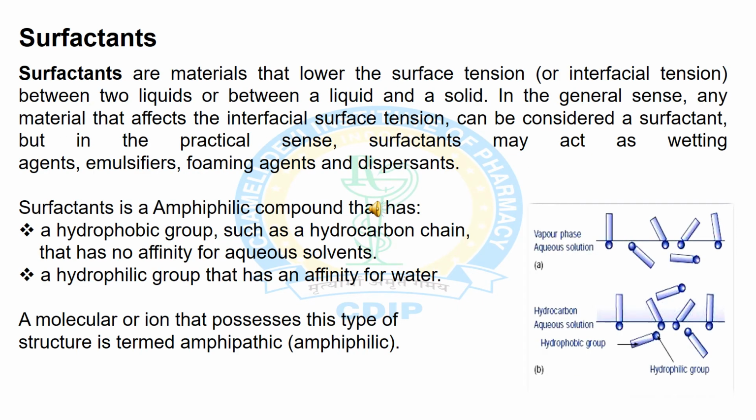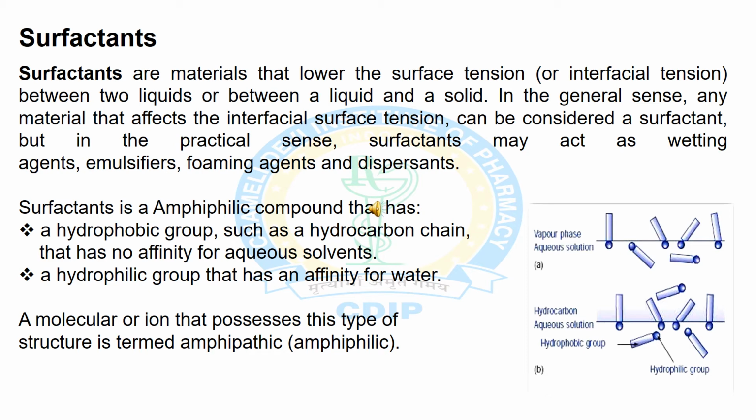Now, let us understand what are surfactants. Surfactants are materials that lower the surface tension or interfacial tension between liquids and between a liquid and a solid. In general, any material that affects the surface tension can be considered a surfactant, but in practical senses, surfactants can also act as wetting agents, emulsifying agents, foaming agents as well as dispersants.